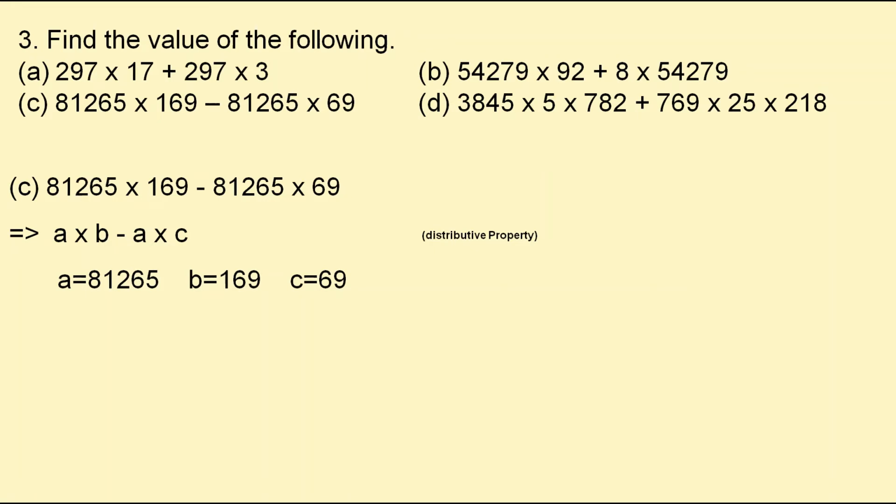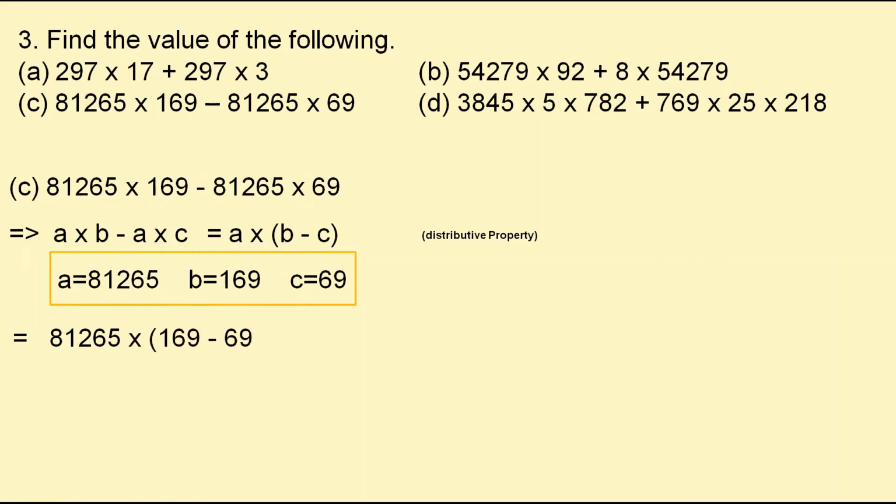So let's put these values of a, b, c in the second part of the distributive property, that is a into b minus c. So it became 81,265 into, in the bracket, 169 minus 69. So the next one will be 81,265 and 169 minus 69 will give you the answer as 100. Now it's easy to find the final answer, that is 81,26,500. Now let's see the fourth equation.